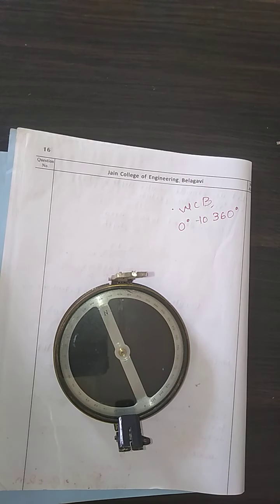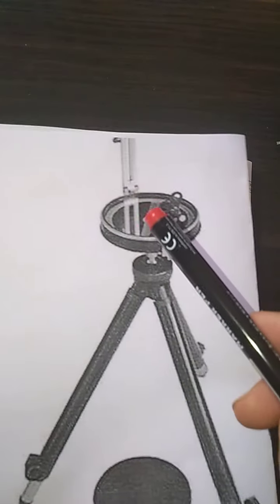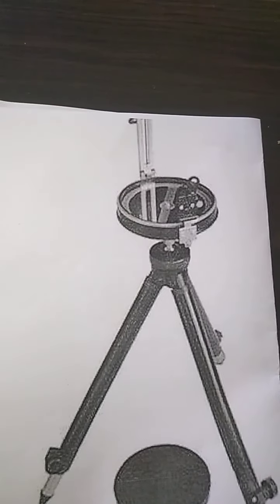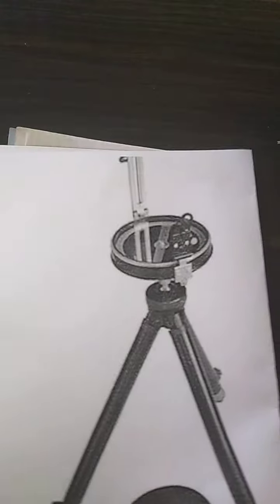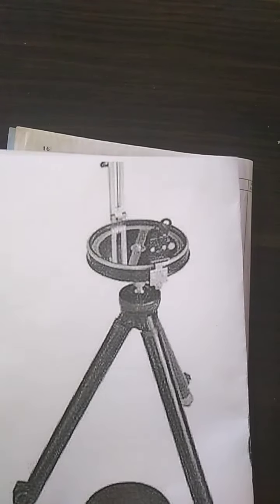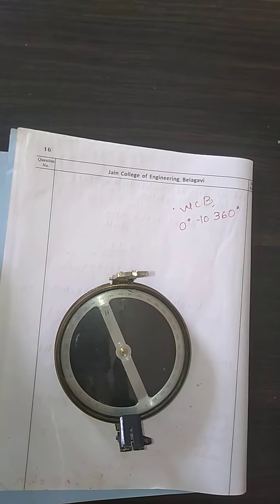I will tell you some of the different aspects of this prismatic compass. This prismatic compass can be mounted on a tripod like this. You need to make certain adjustments such as centering, leveling, and then focusing. What are centering, leveling, and focusing? That I will tell you further. Now here it is, your prismatic compass.